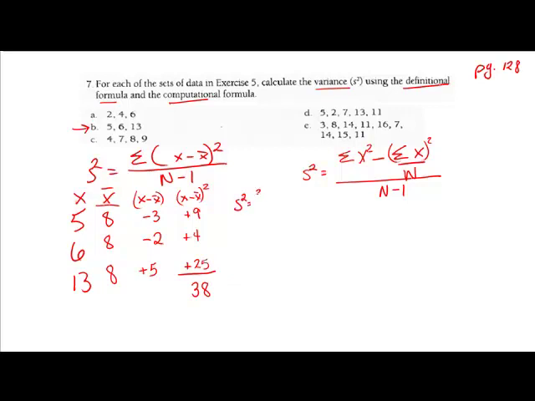S squared equals 38 divided by n minus 1. My n is the number of observations in my data set. I had 3 observations. Minus 1 is 2. 38 divided by 2 is 19. I'm going to double check, make sure I got this right. Take a look at my math. 9 and 4 is 13, and 25 is 38. So my S squared is 19. Correct.